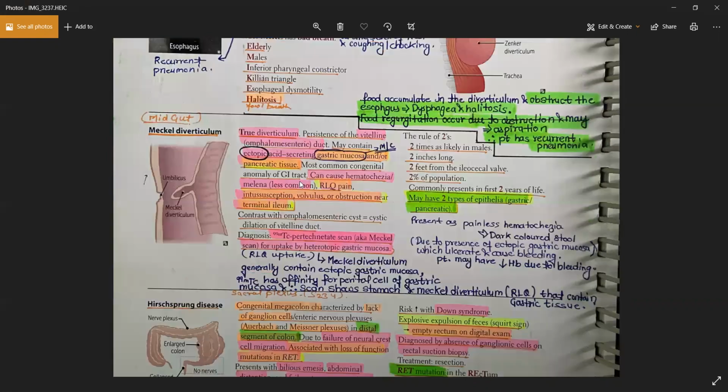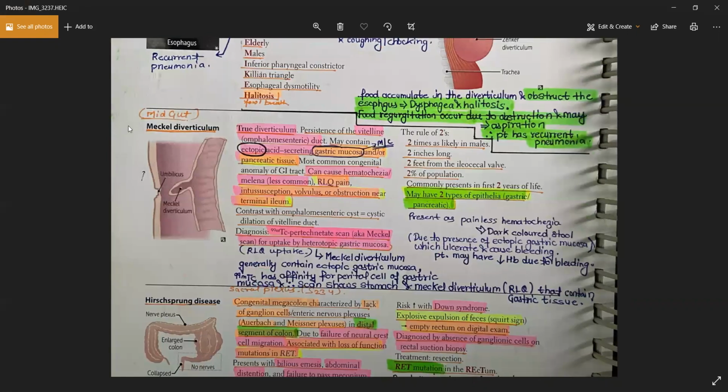Okay, so now comes the Meckel's diverticulum, which is the only true diverticulum in the body, right? It is a true diverticulum because it contains all the layers of the GI tract: the mucosa, submucosa, muscularis, and serosa, right? It is basically the persistence of the vitelline duct, also known as the omphalomesenteric duct.